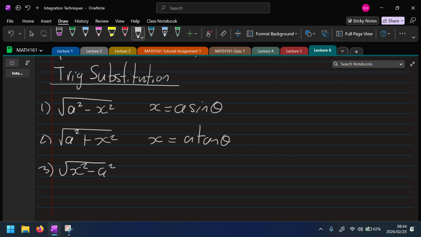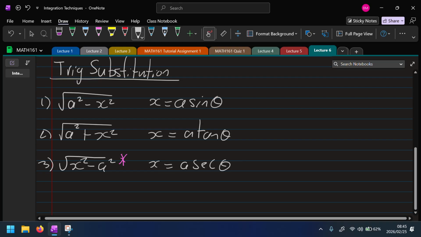For this one, we're going to make the substitution x is equal to a sec theta. Again, just put a little star here so you don't mix up that ordering. A squared comes first, we use sine. X squared comes first, we use sec. Just note these will not be given to you. You will have to learn these. Given the roots, what substitution you need to make, you need to know that.